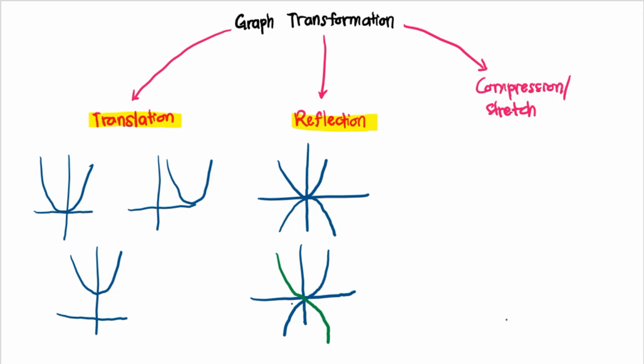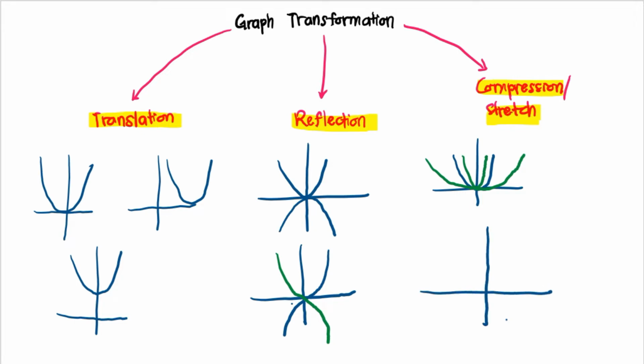The third one is compression or stretch. Suppose we have this graph, and we want to stretch it, so it will be something like this, or it is compressed, so it will be something like this. That one is a vertical stretch or vertical compression. But if we have this graph and we stretch it, it will be something like this. This is the horizontal stretch. But this is the horizontal compression.